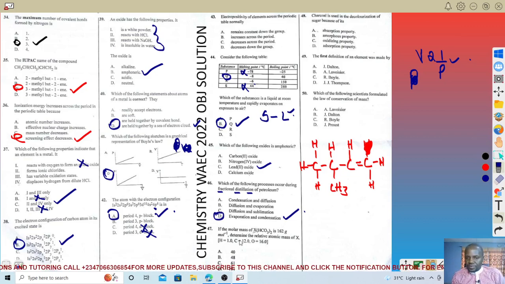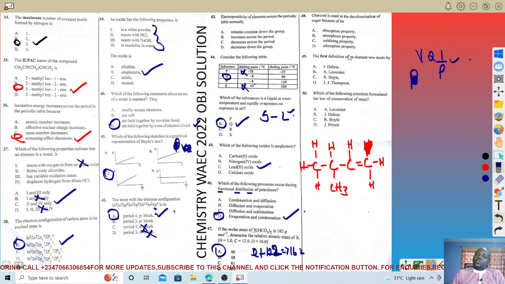Question 47 says, if the molar mass of XHCO3 twice is 162, we did something like this before. Does that mean the molecular mass of X is what, if everything is 162? We are now looking for X. We did this one in brackets the other time, it was 122. Remember? If you don't know that, you can just learn. 1 plus 12 plus 48, times 2, equals 162. So 162 minus 122 is 40. So that's the answer to that.